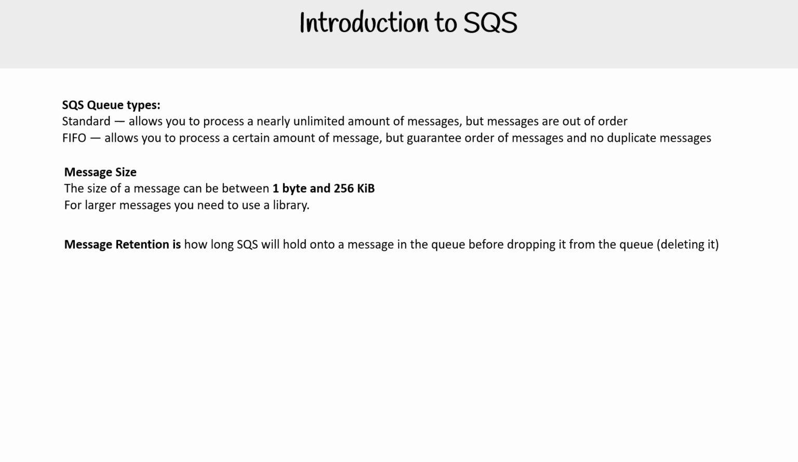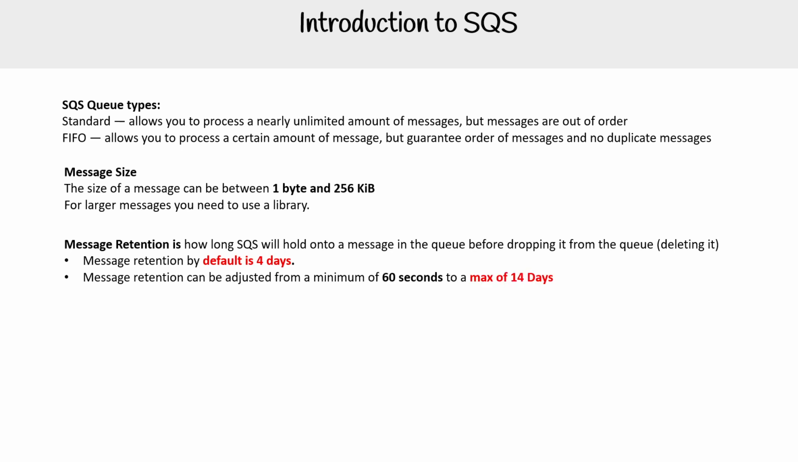For message retention, it's based on how long SQS will hold onto a message in the queue before dropping it from the queue. Dropping means deleting, so if it's dropped, it's gone. Message retention is by default 4 days. Message retention can be adjusted for a minimum of 60 seconds to a max of 14 days.